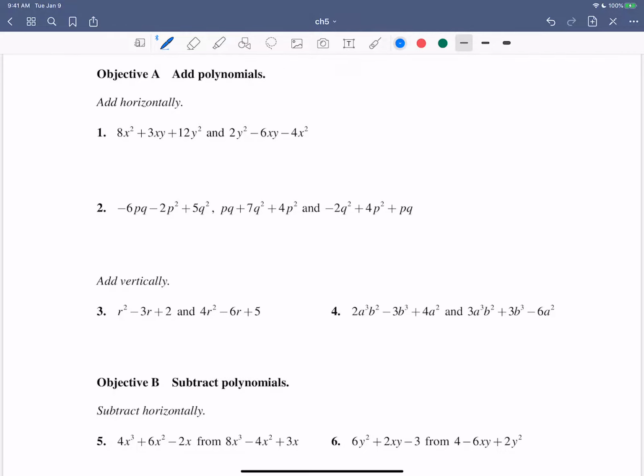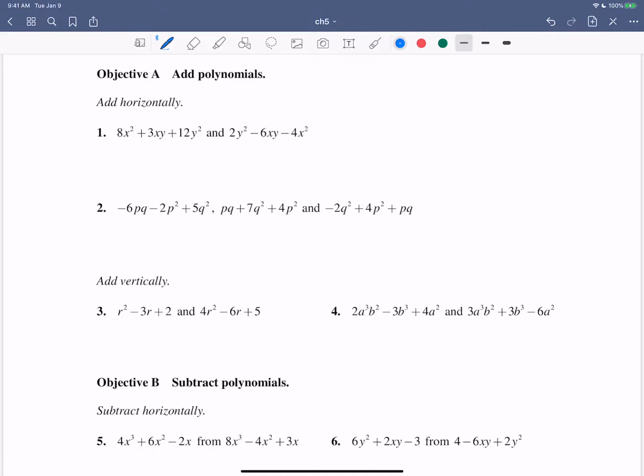Add polynomials. When we add polynomials, there are typically two ways that you can perform. The first way is you add horizontally, combining like terms. The second way is you add vertically, also combining like terms, but you identify like terms at the beginning. Let's look at how each method works.